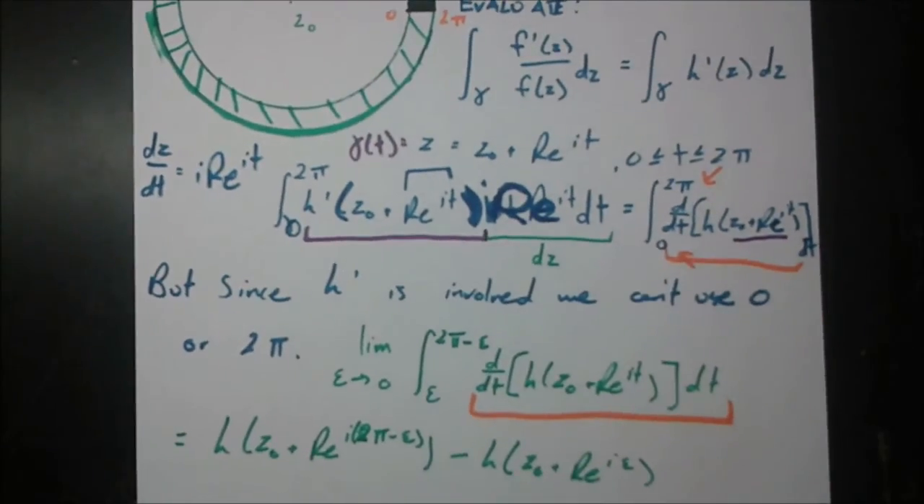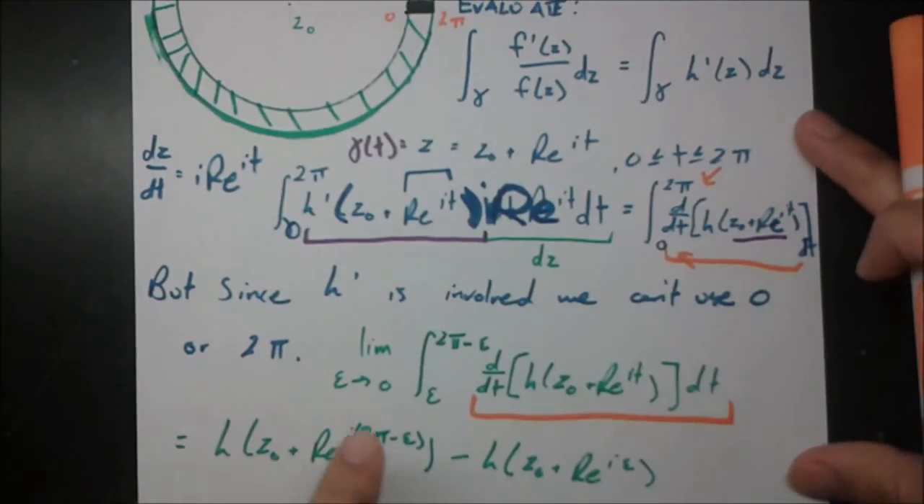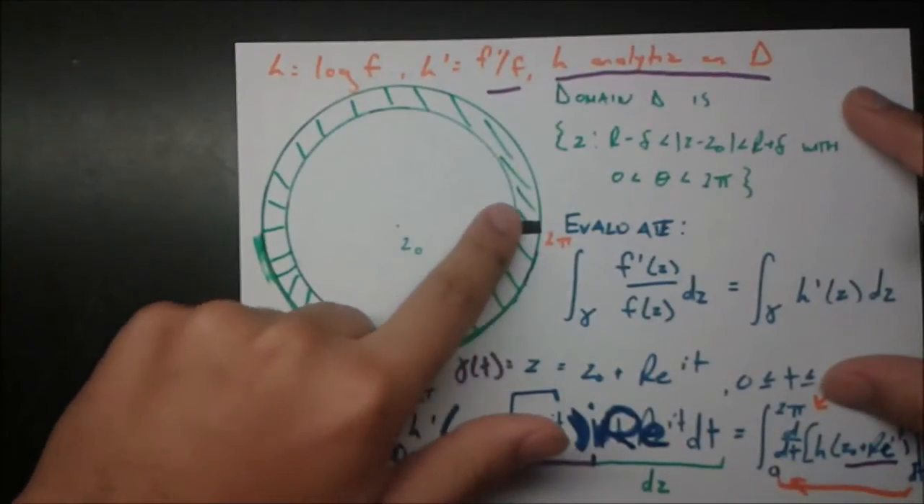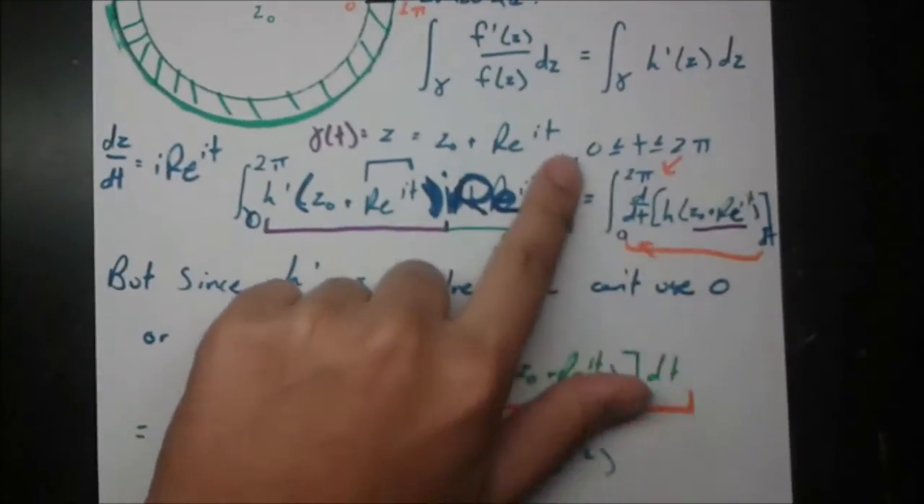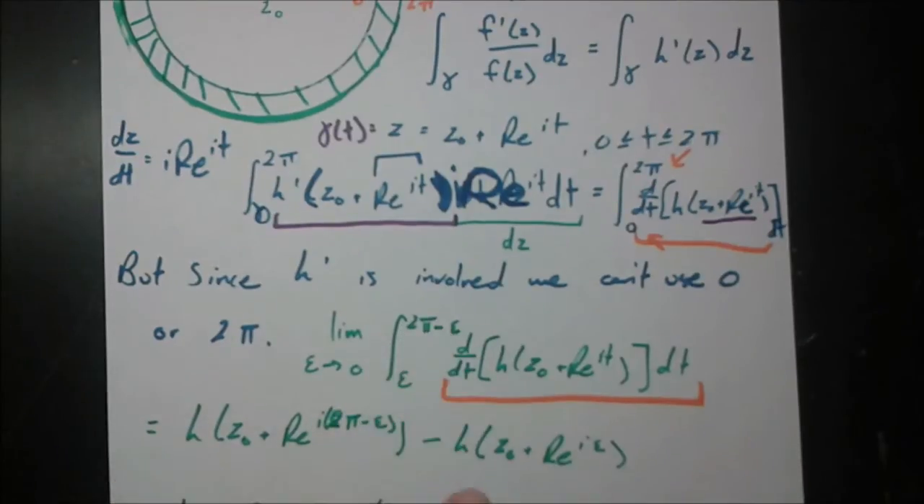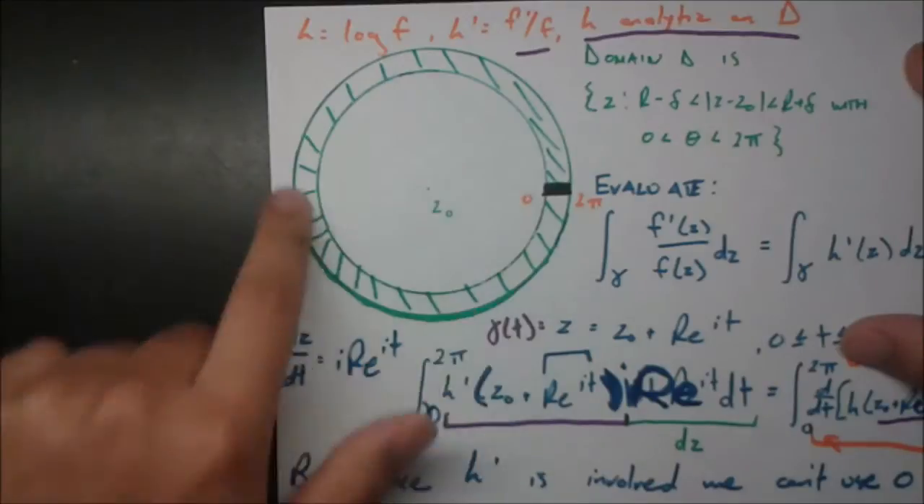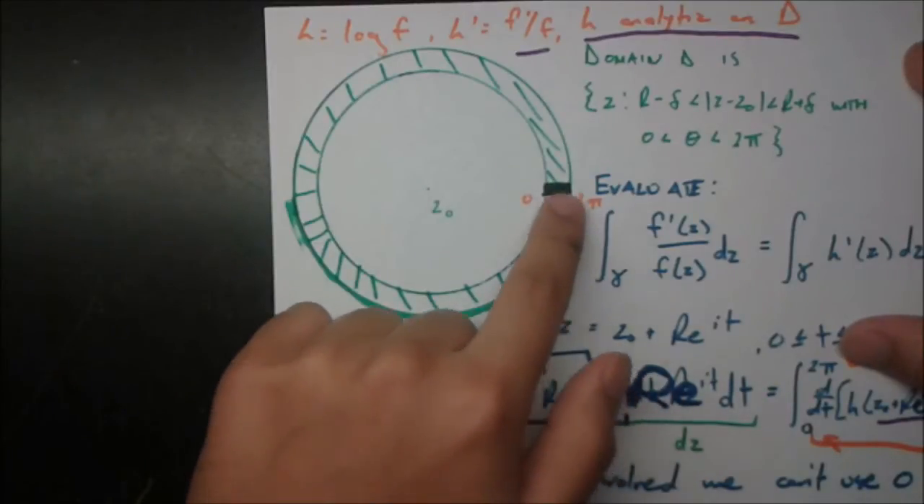Now, let me say a little bit further on why we had to do this. Let's see what happens. As epsilon approaches 0, what does the lower limit go to? It goes to 0, right? So the lower limit is approaching our starting point that we initially wanted. What's the upper limit going to? 2 pi minus epsilon approaches 2 pi when epsilon approaches 0.